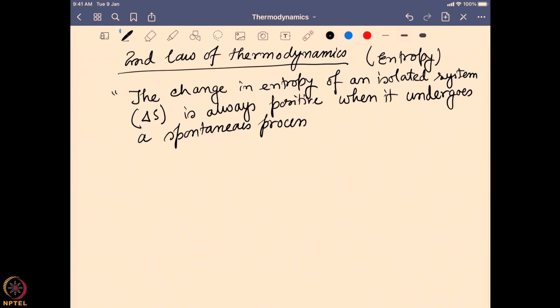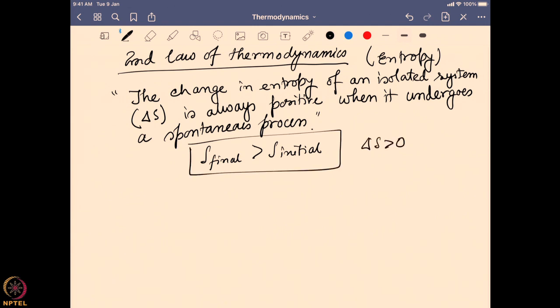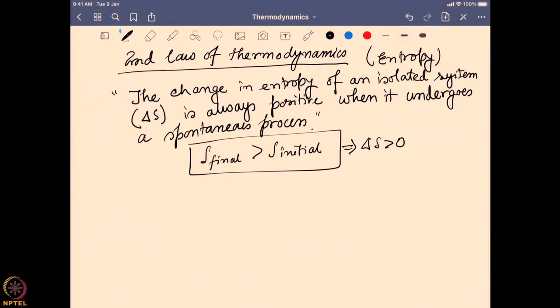So there is a change in the entropy. Positive means S final is greater than S initial. That means the randomness is higher in the final state than the initial state. That means by delta S positive, and this increase in the randomness actually drives the reaction faster, and that makes the overall reaction spontaneous. So now the second law of thermodynamics is giving me an idea on the direction of the reaction.